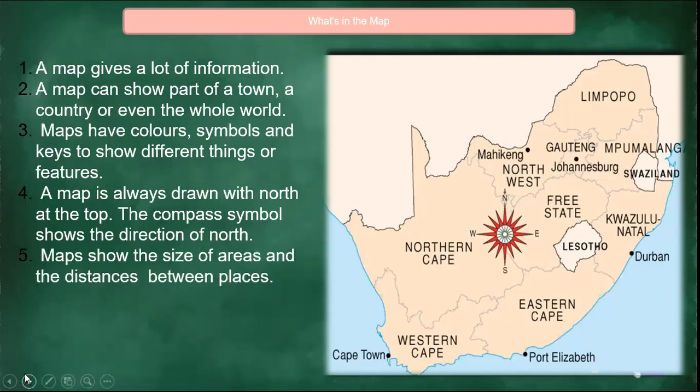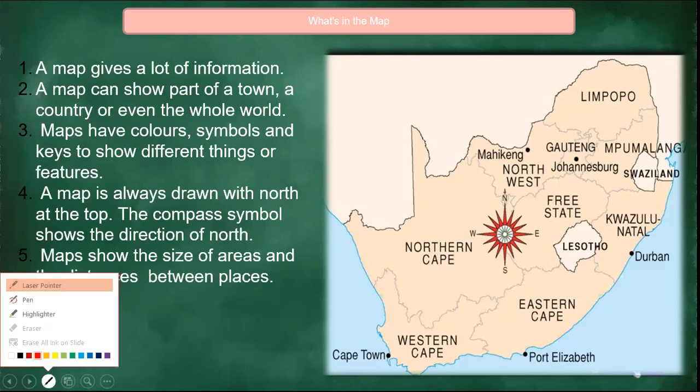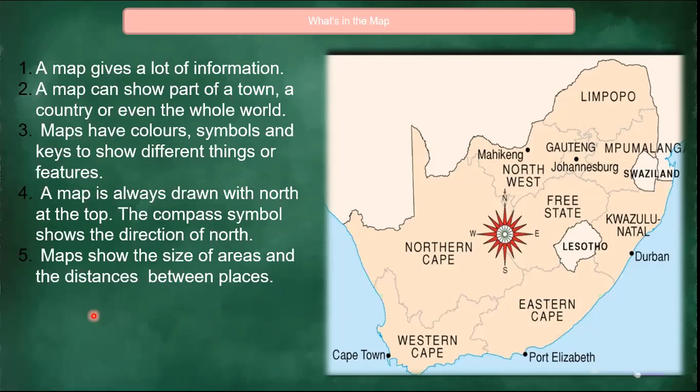Maps show the size of an area and the distance between places, okay? By looking at this map here, we can see the size of areas. Which one has a bigger size? By looking at the map, I want you to tell me which province has a big size. Which province has a bigger size? We have Mina and Claire.